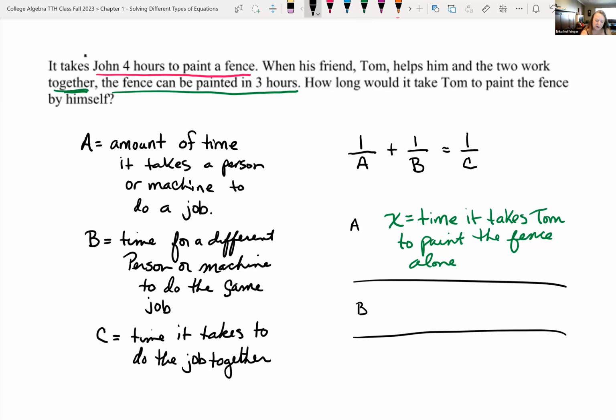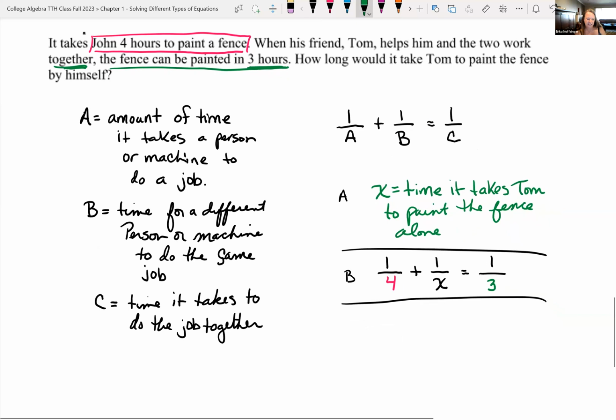So setting up our equation, we have 1 over the time it takes John to do the job, which was 4 hours, plus the time it would take Tom to do the job by himself. Well, 1 over, we're trying to find that, X, is equal to 1 over the time it takes them to do the job together, which is 3. So we now have the equation to help us solve this.